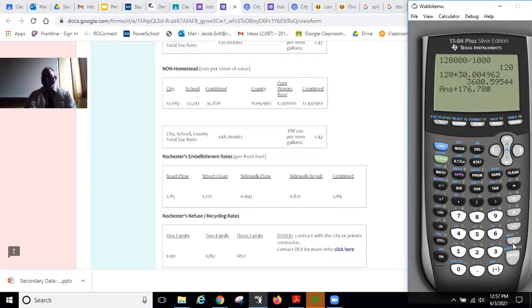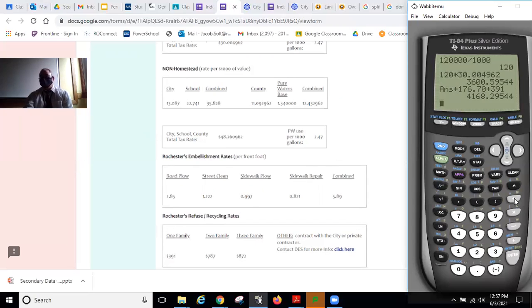Okay. And then we're going to add that flat rate for the refuse and recycling. That's 391 plus 391. And then we'll get a total. So $4,168. $4,168 is what Jay DeLeese will pay for her house in the city.